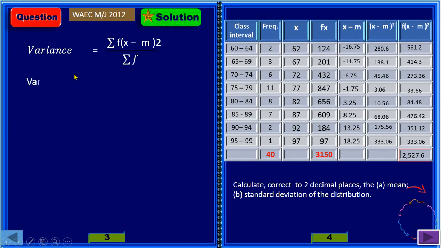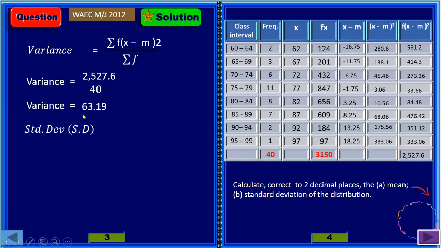So now the variance will be equal to, coming to the table, the summation of this is this. So we write it there, and the summation of frequency is 40. So we divide that by 40. Therefore the variance will be, using calculator, we divide this quantity here. This will be equal to 63.19. That's the variance.